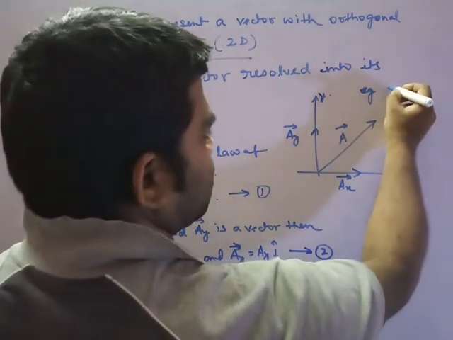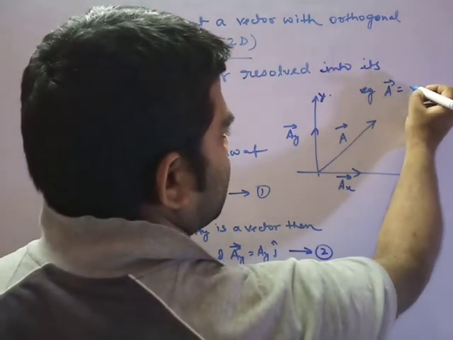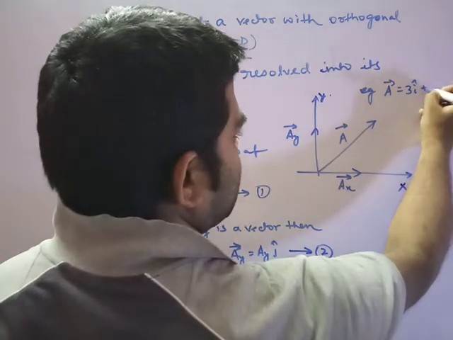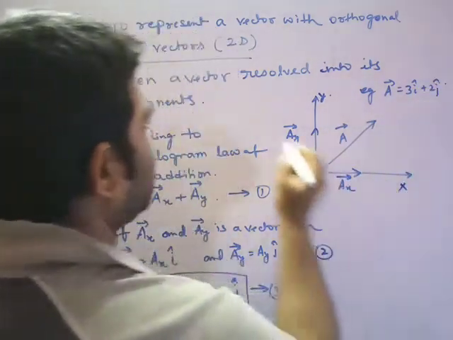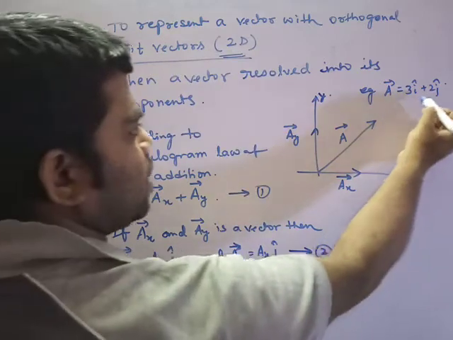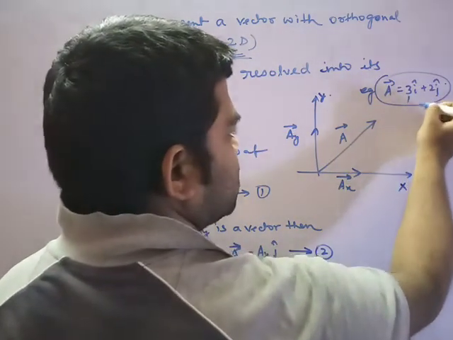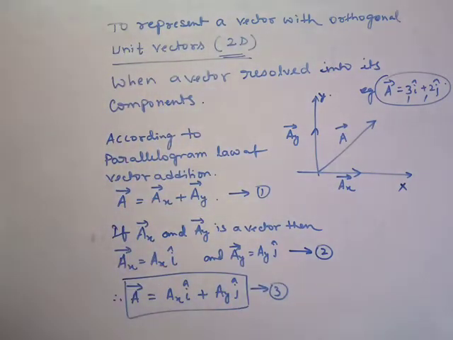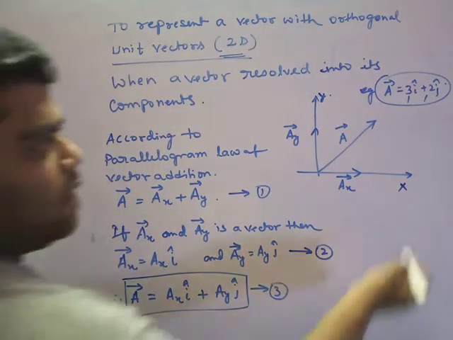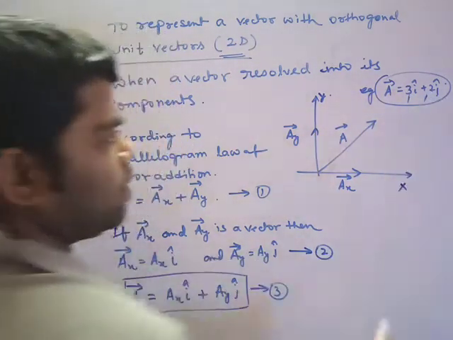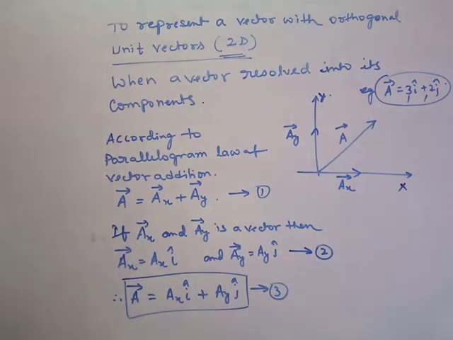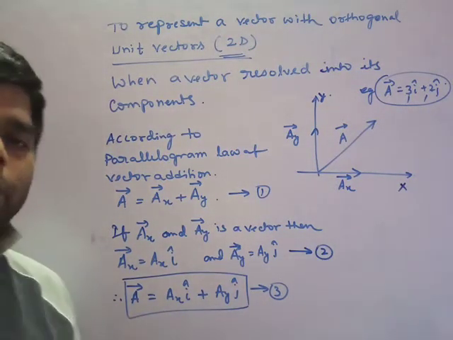Example: suppose any vector A is written as 3i plus 2j cap. I have written it in the 2D form. Remember, it is written in i and j. So this is a vector. Here 3 is the magnitude and 2 is also the magnitude, and definitely it is toward the x-axis and toward the y-axis. Is it clear? This is your representation of a vector.